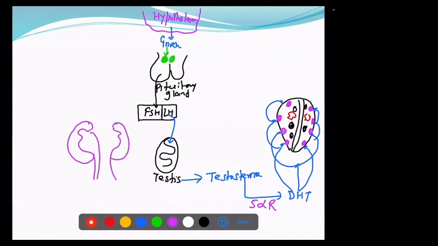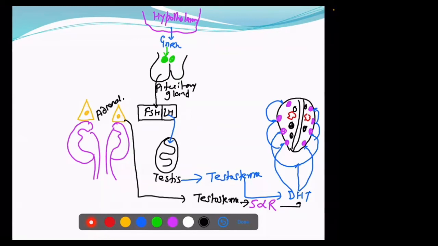The adrenal gland in male also secretes a little amount of testosterone, which is converted by 5-alpha reductase into dihydrotestosterone. Maximum amount of testosterone is secreted by testis, not adrenal gland. Okay. So this is the normal physiology of the male system: the hypothalamo-pituitary-testicular axis.